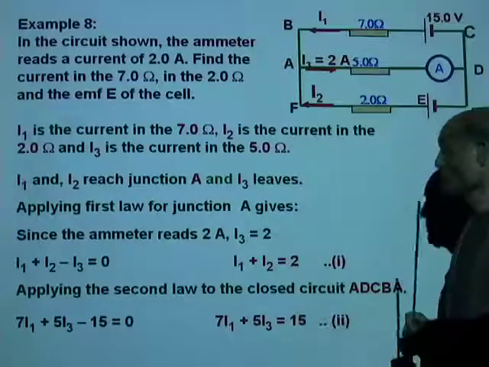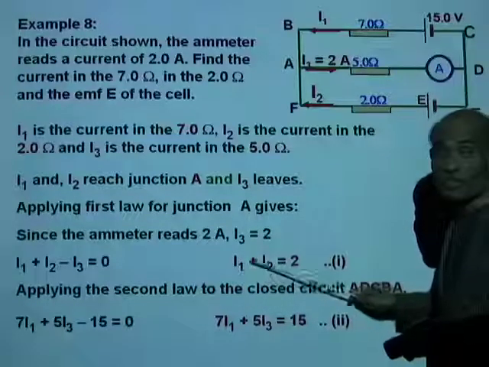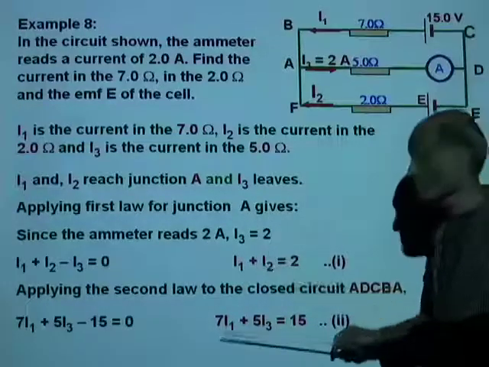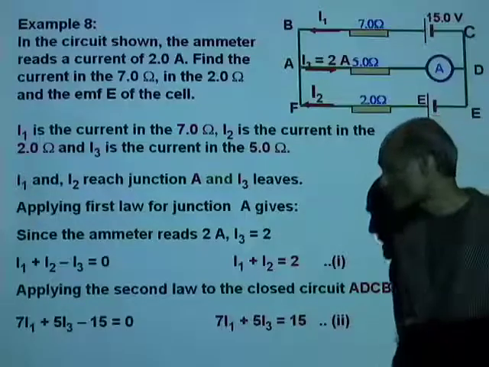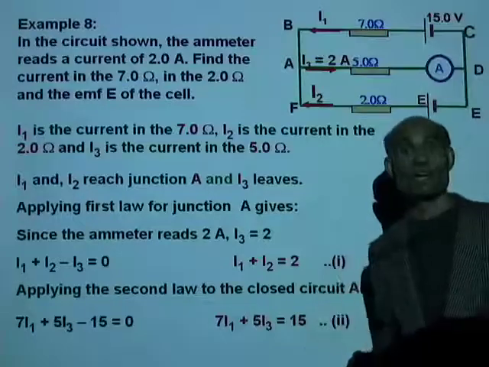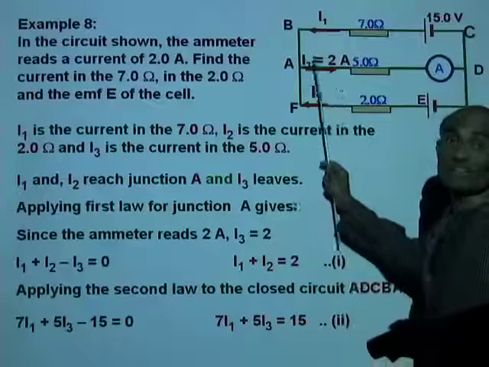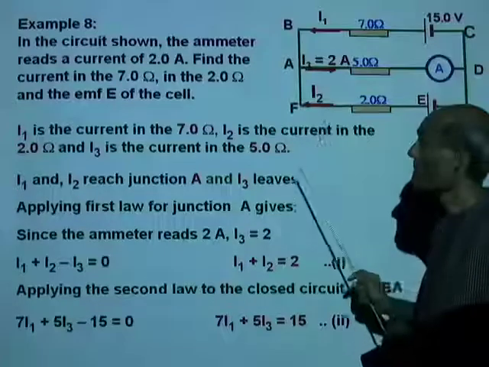We got two equations. Well, we cannot solve these because the first equation contains I1 and I2. The second equation contains I1 and I3. We now have to look for another equation. Which loop will you consider? You can do this on your own now.